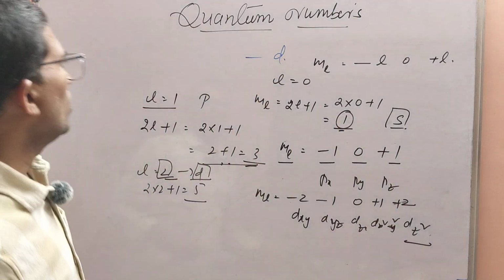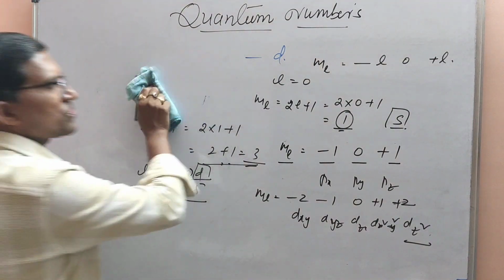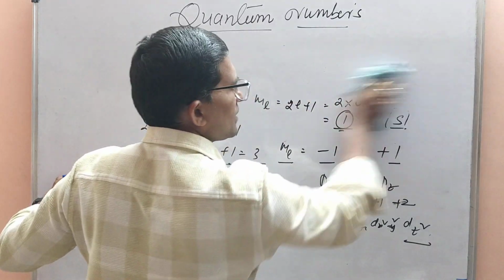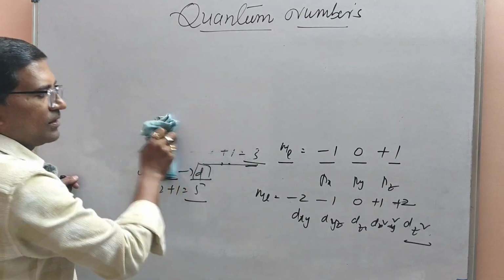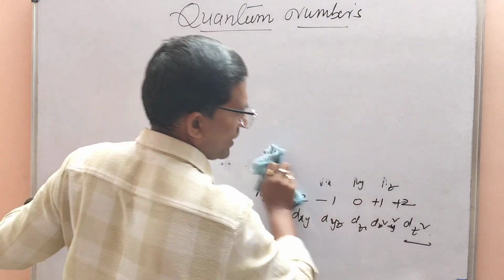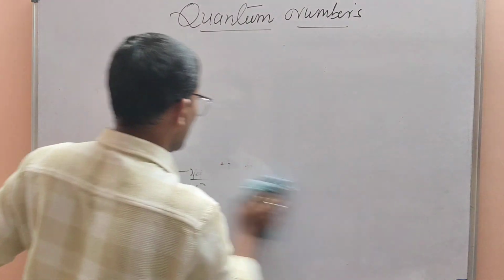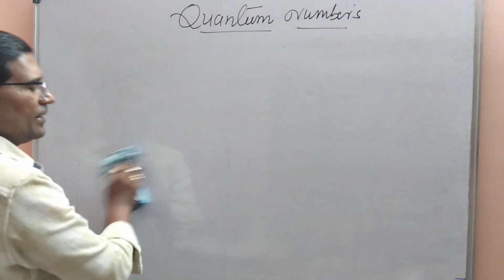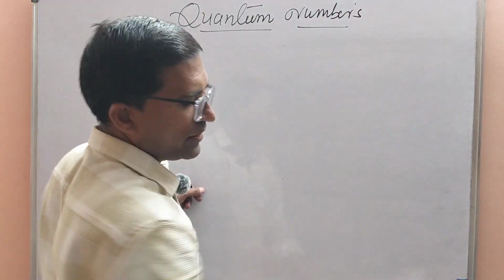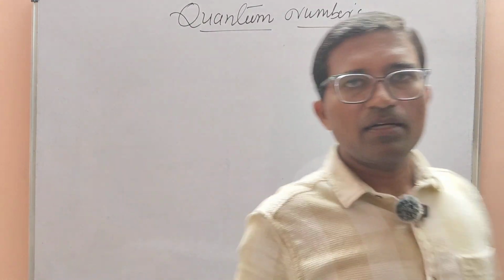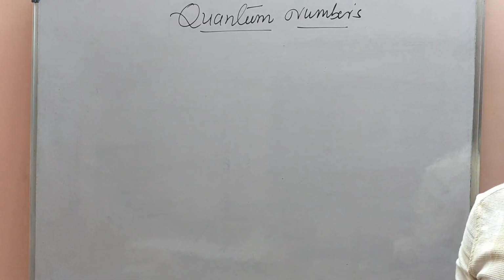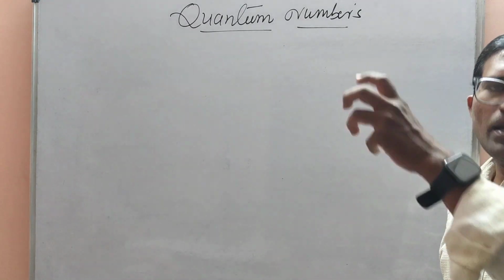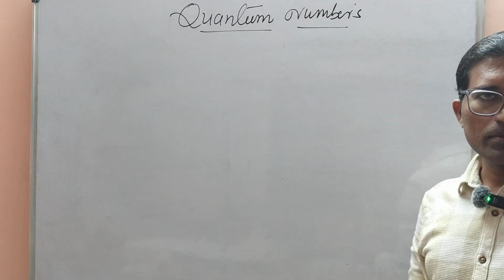Understood? So, magnetic quantum number was proposed by, who is the scientist? I already told, that is Arnold Lande. Okay, the scientist who proposed magnetic quantum number is Lande, and it tells about orientation of atomic orbitals in space in the atom.